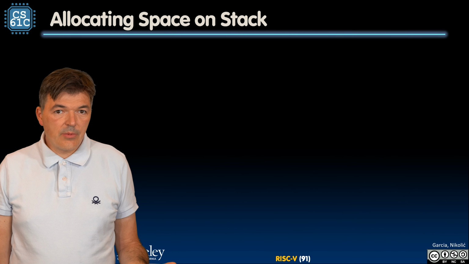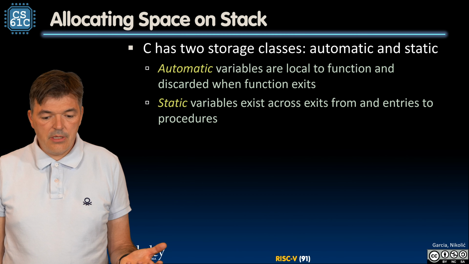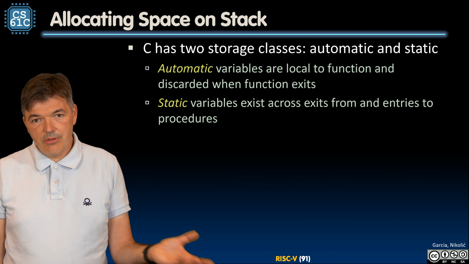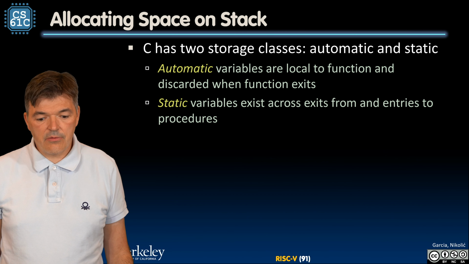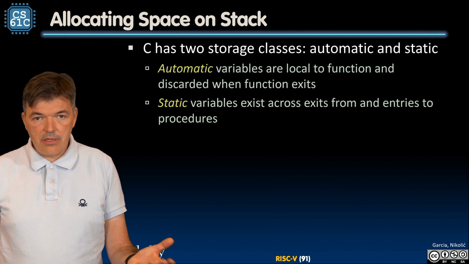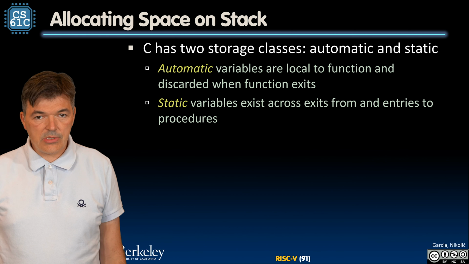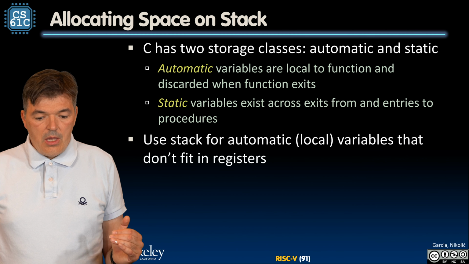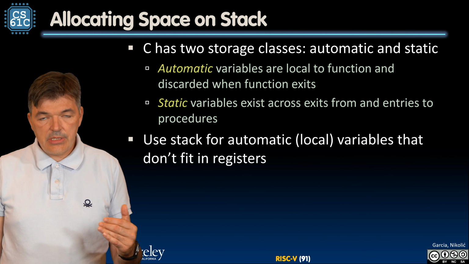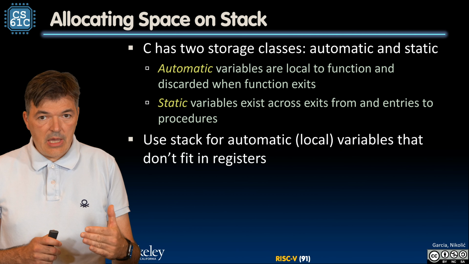There are two types of variables that we have seen in C. There are automatic variables that are local to a function and appear when the function is called and then are discarded when the function exits. And then there are statics, variables that exist all the time across entries and exits into the procedures. So when we need these local variables that don't fit in the registers, we will need to store them on the stack.